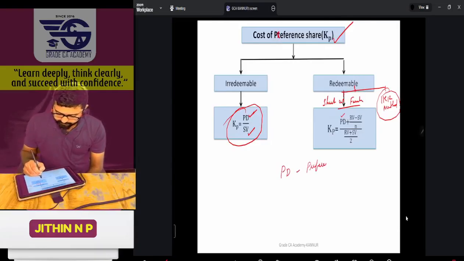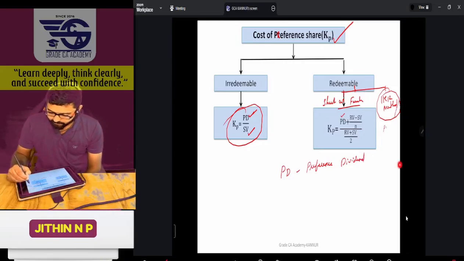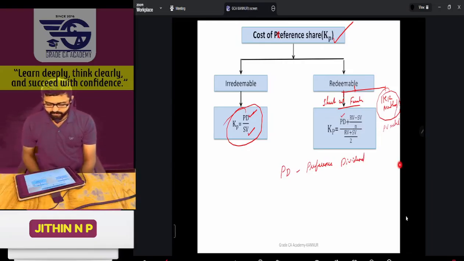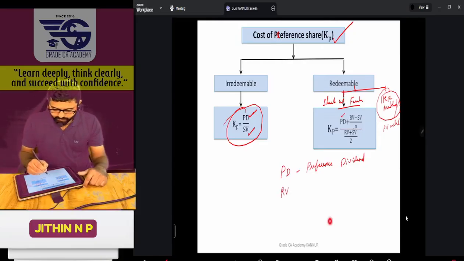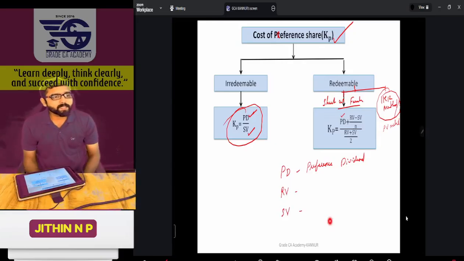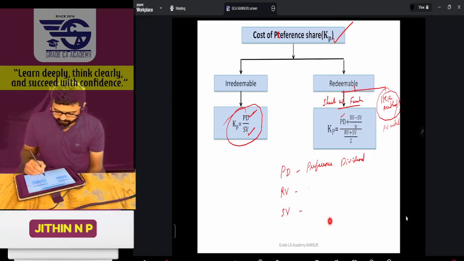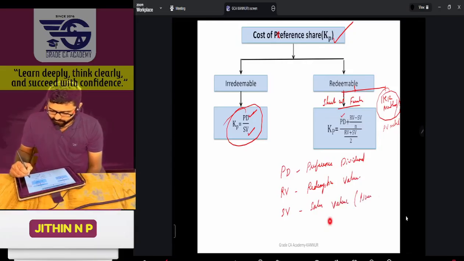preference dividend. IRR method or present value method. PD means preference dividend. RV, as you know, is redemption value. SV, as you know, is sales value, that is issue price minus flotation cost.